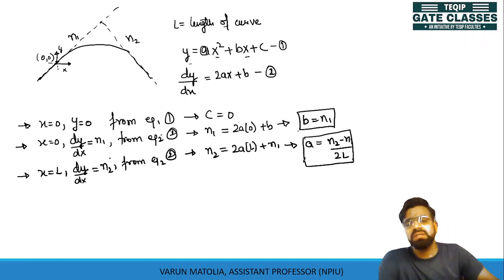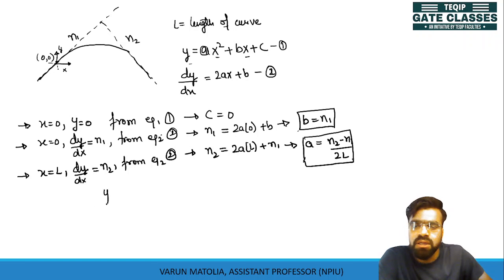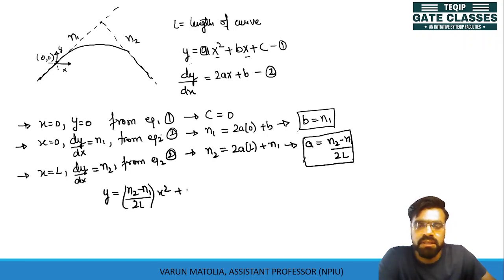If we put the values in equation 1, we will find the equation of the parabola as y equals (n2 minus n1) by 2L times x square plus n1 x. This is the equation of the parabola.